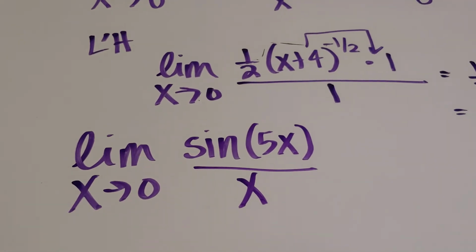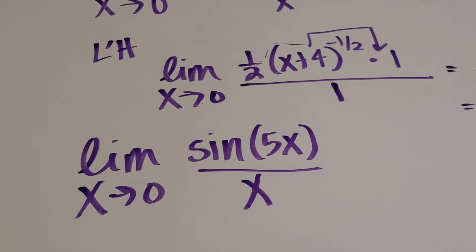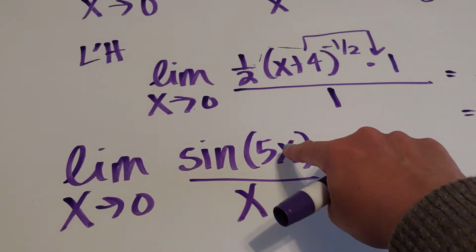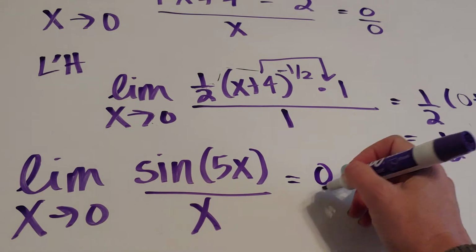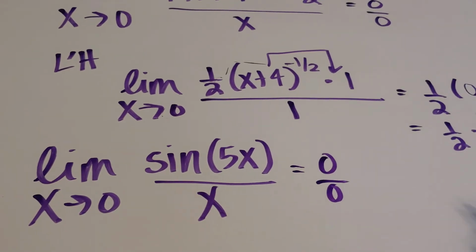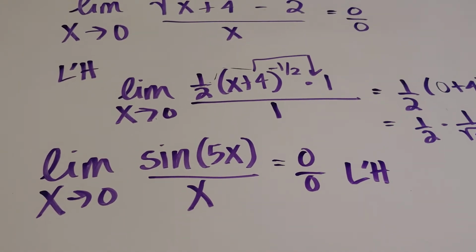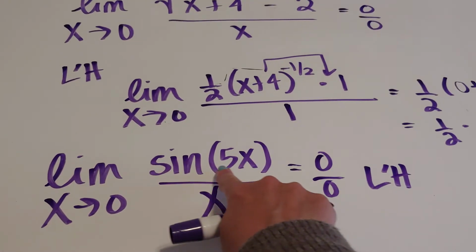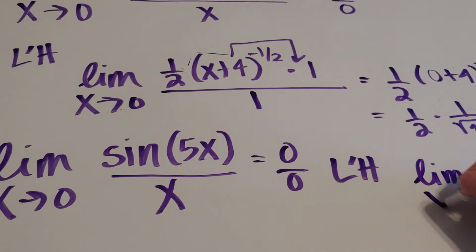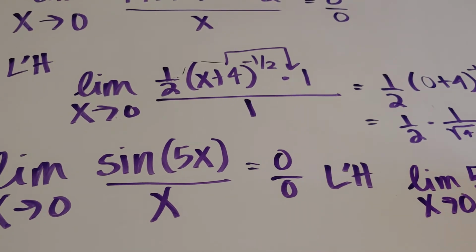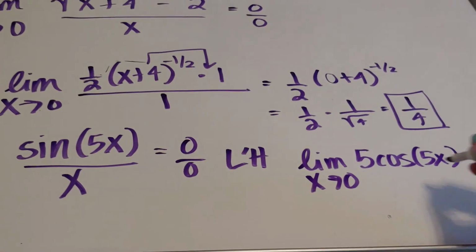All right, so let's say I had the limit as x approaches 0 of sine of 5x over x. In order to use L'Hopital's rule, I need to plug in and make sure I get 0 over 0. So I get the sine of 0 is 0 over 0 is 0. Awesome. I'm going to use L'Hopital's rule, so I'm going to write an LH so that anybody looking at my work knows what I did. Let's take the derivative of sine of 5x. That's going to be 5 cosine 5x by chain rule. And the derivative of x is 1.